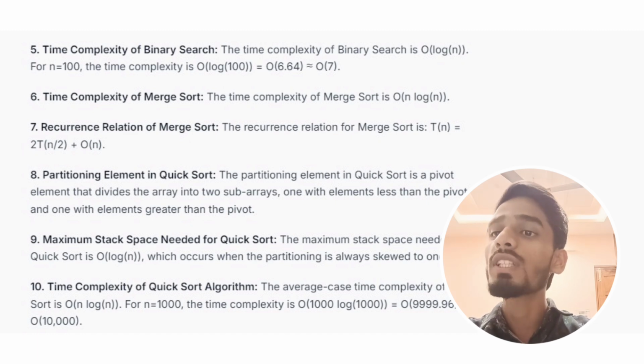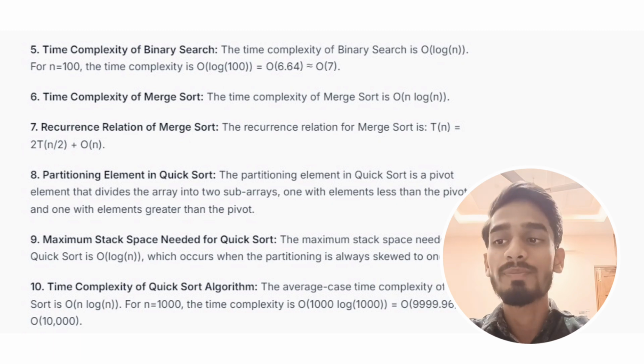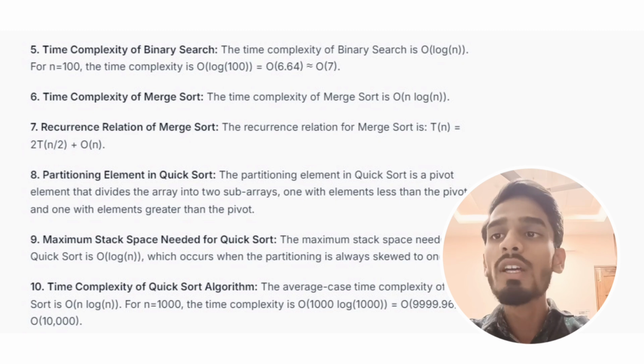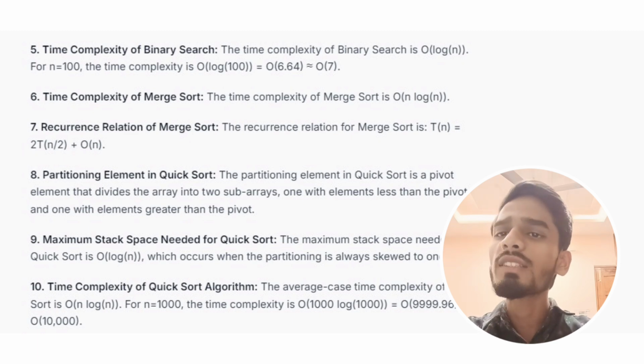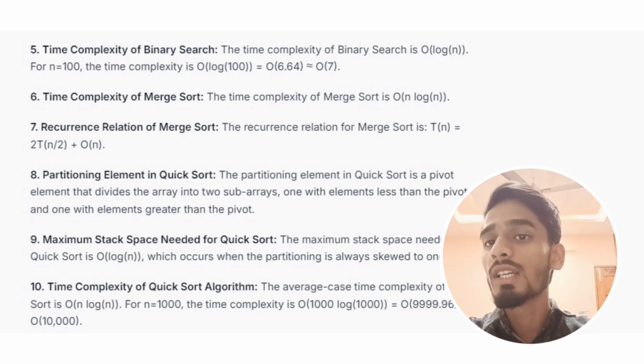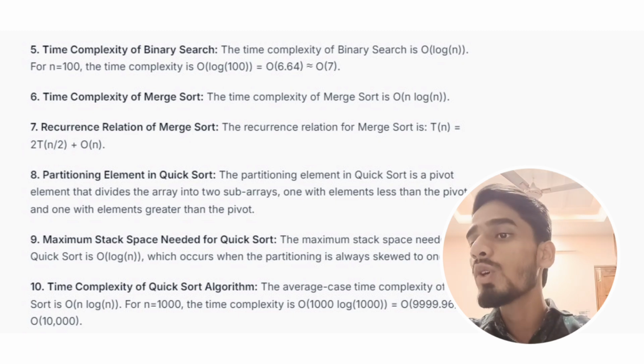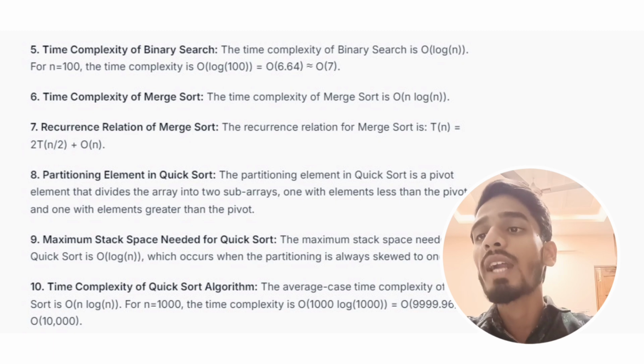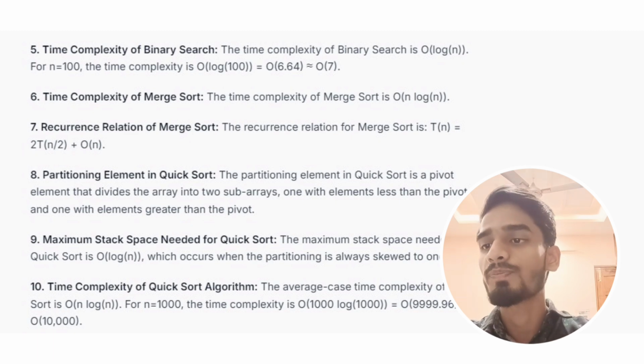Next, what is the time complexity of merge sort? Time complexity of merge sort is big O of n log n. Next, let us describe the recurrence relation of merge sort. The recurrence relation for merge sort is T(n) = 2T(n/2) + big O of n.